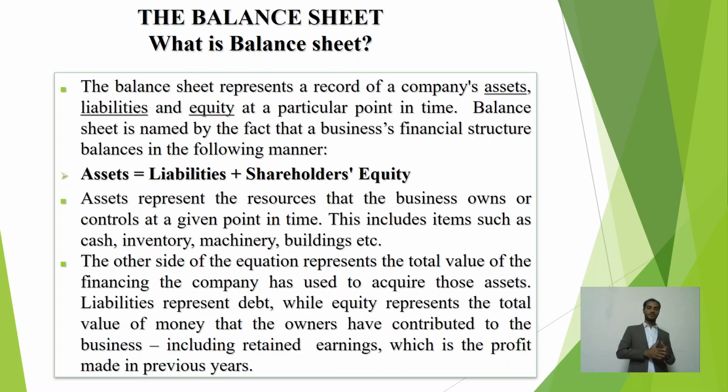Assets represent the resources that the business owns or controls at a given point in time. This includes items such as cash, inventory, machinery, buildings, etc. On the other side, we will discuss the liabilities and equities. They represent the total value of the financing the company has used to acquire those assets. Liabilities represent debt, while equity represents the total value of money that the owners have contributed to the business, including retained earnings, which is the profit made in previous years.